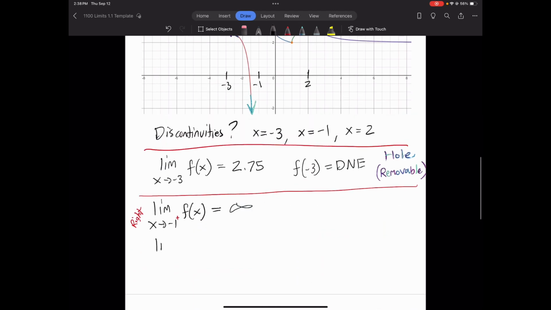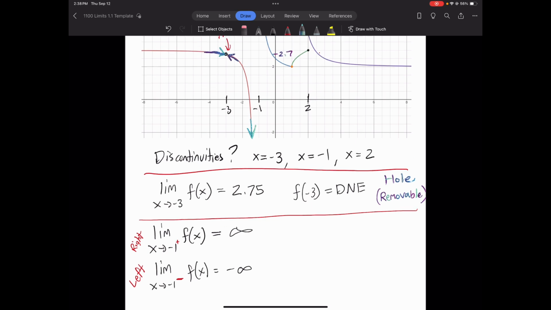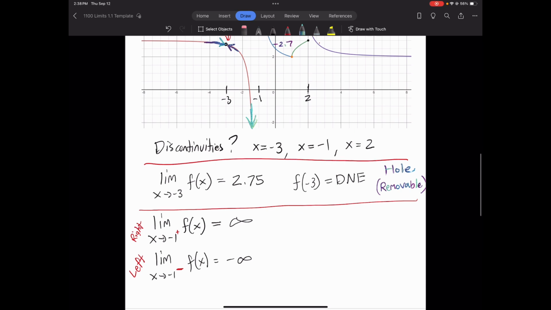But then if I change the direction, so now I'm going to approach from the negative direction. Sorry, let me mark that in red. That represents coming from the left side. My limit is different. Now my function goes to negative infinity, right? We can see that right here. As I approach from the left side, my function's shooting down to negative infinity.